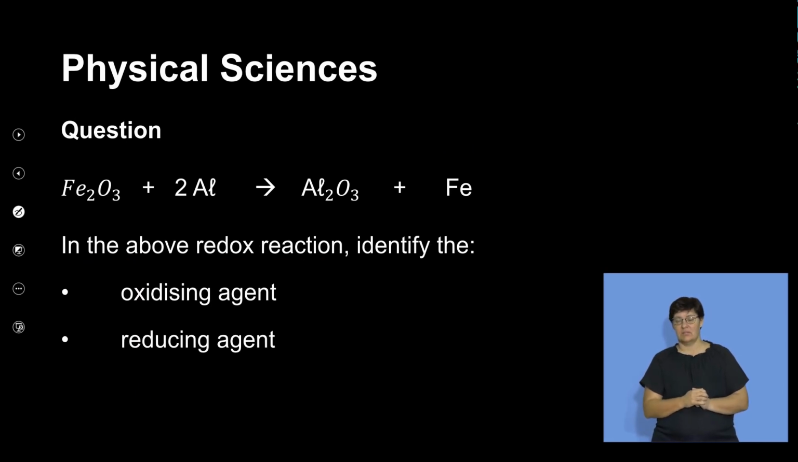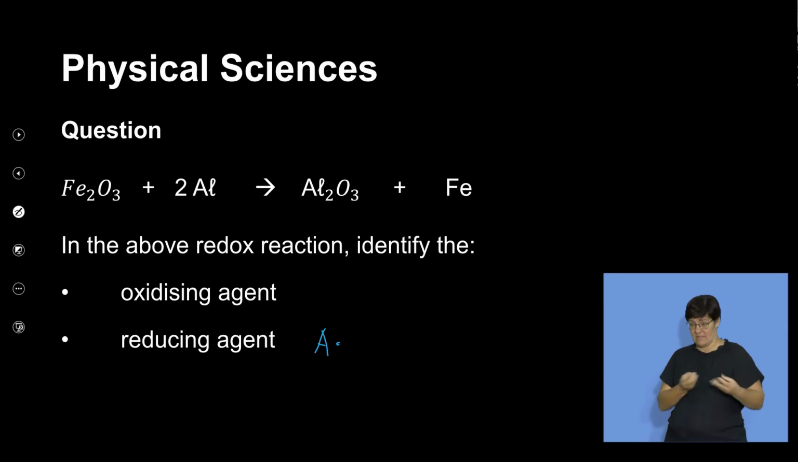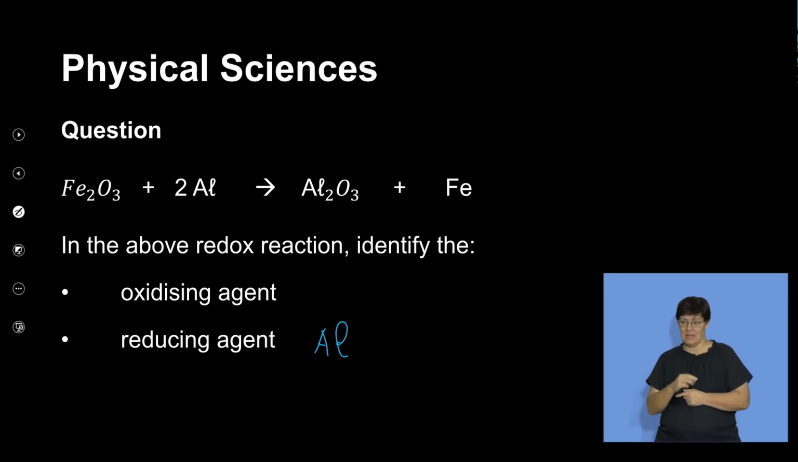Okay, so in the above redox reaction, identify the oxidizing agent and the reducing agent. So we have done that. We said the aluminium undergoes the loss of electrons. Okay, so if we say aluminium is a reducing agent, we are saying aluminium undergoes oxidation. So it's the aluminium atoms or metal aluminium that undergoes oxidation, right?